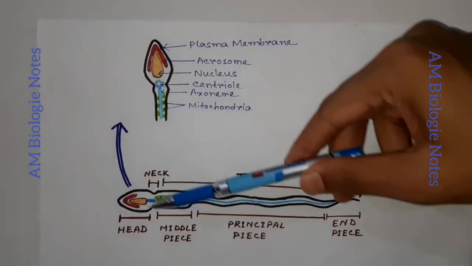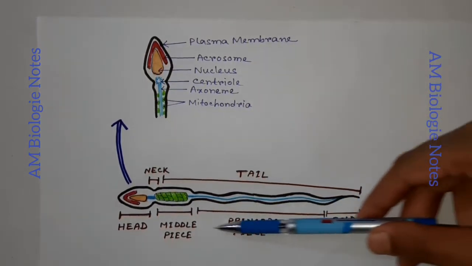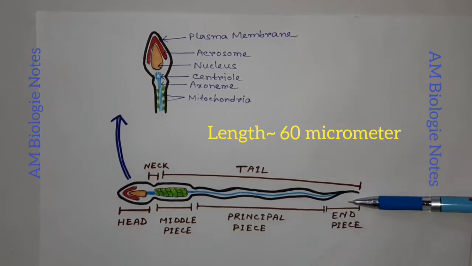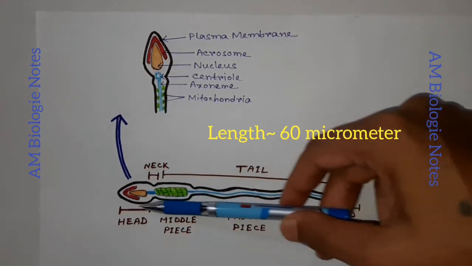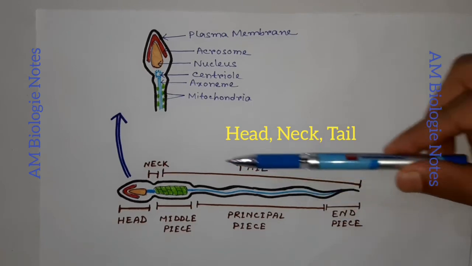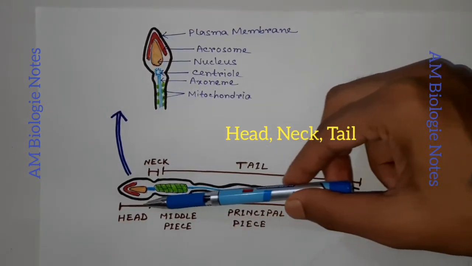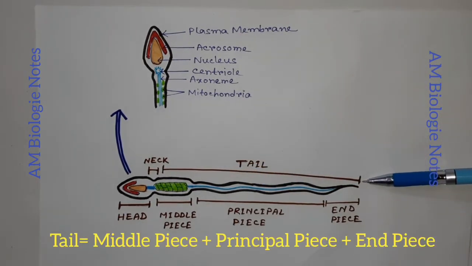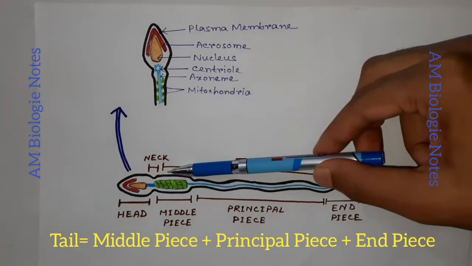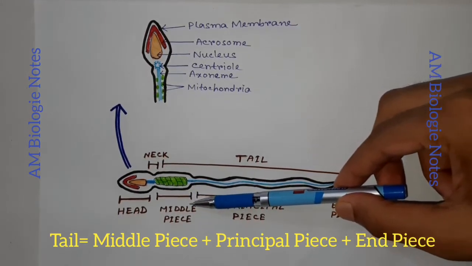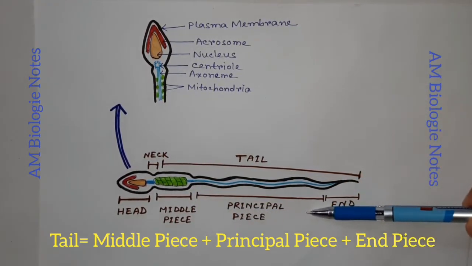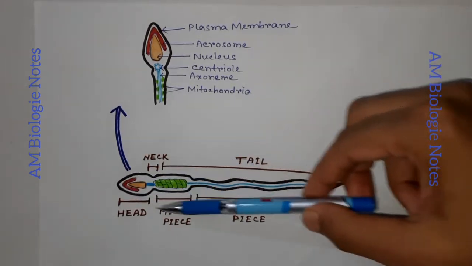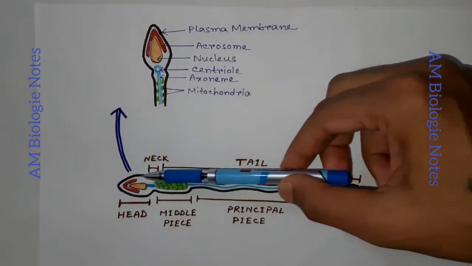This is a picture of a mature sperm. The length of a mature human sperm is about 60 micrometer. There are different regions like head, neck, and tail portion. The tail is further divided into three parts: middle piece, principal piece, and end piece. The whole spermatozoon is covered by plasma membrane.